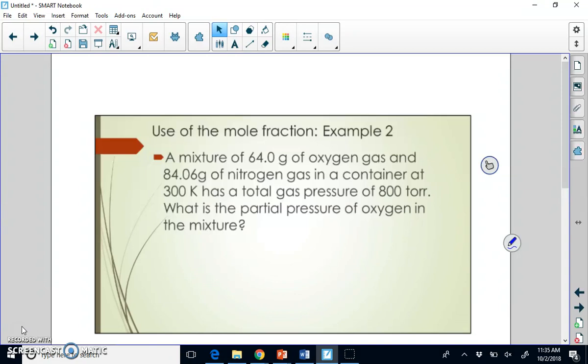So again, whenever you're given grams of a gas, which we are here, with oxygen gas and nitrogen gas, it's good to find moles. So I'm just going to do this up here quickly. Oxygen gas, we know the molar mass of this is 32, so we know that the number of moles of O2 is 2. And then for nitrogen, nitrogen is 28.02, the molar mass of nitrogen. We divide that, and the moles of nitrogen are 3.